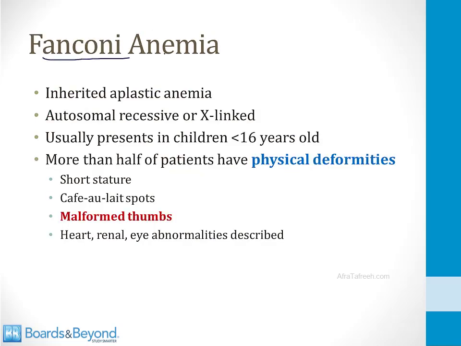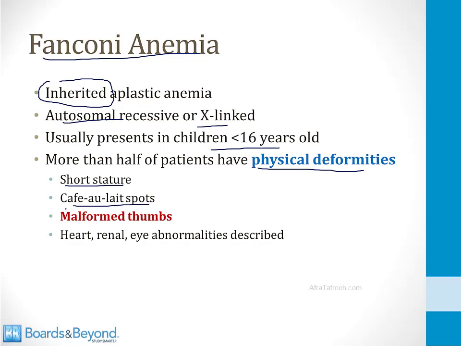And finally, Fanconi anemia is an inherited form of aplastic anemia. It's inherited in an autosomal recessive or X-linked manner, and it usually presents in childhood, usually in children less than 16 years of age. And more than half of these children have some physical deformity, and this is how you can recognize this rare syndrome, especially in a board question. So many of them have short stature, many of them have cafe au lait spots on their skin. Malformed thumbs is a very unusual and classic finding in children with Fanconi anemia.